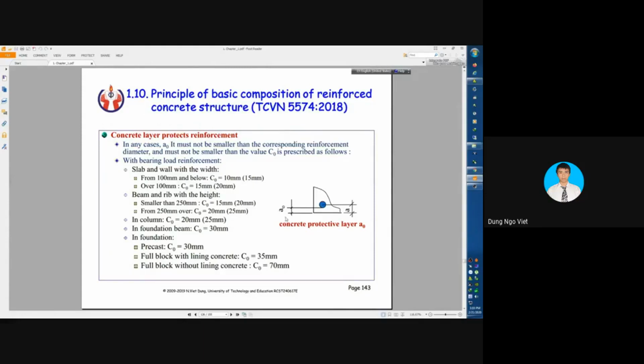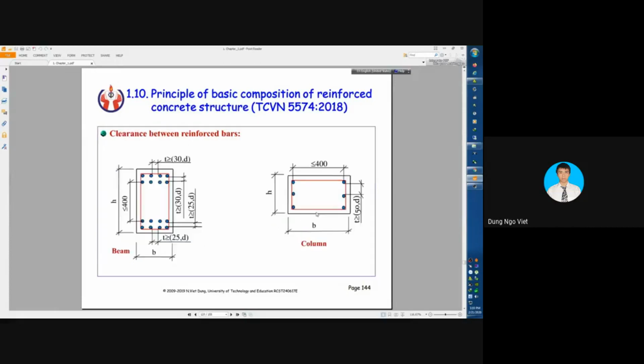And A0 must not be smaller than the value C0, which is prescribed as follows. For load-bearing reinforcement, we have many values of C0, and A0 must be bigger than C0 and the diameters. And here is the clearance between reinforcement bars. The T value is the clearance.